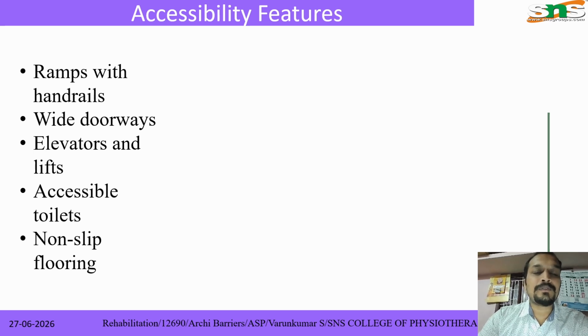So, accessibility features. What features do we have to provide for accessibility? We have to go with ramps with handrails. Then wider doorways so that they are able to access with wheelchairs or any form of mobility aids. Elevators and lifts, for people who are not able to climb stairs, we can go with modified elevators and lifts. Then accessible toilets. If a patient has an arthritis problem or some other reasons, we need to provide accessibility for their toilet activities. And non-slippery floors. Why non-slippery floors? For avoiding falls and to make the patient walk properly.